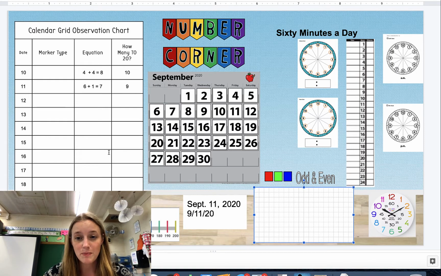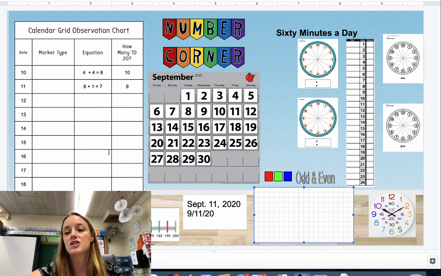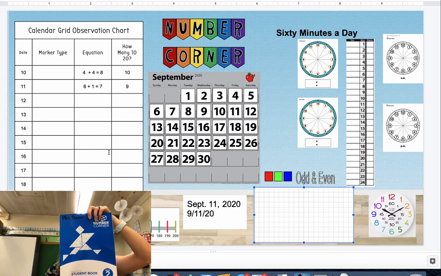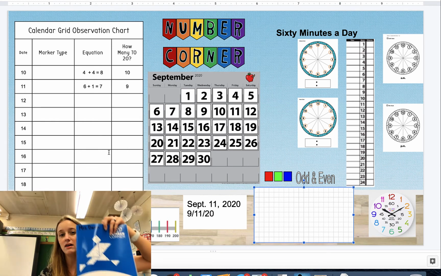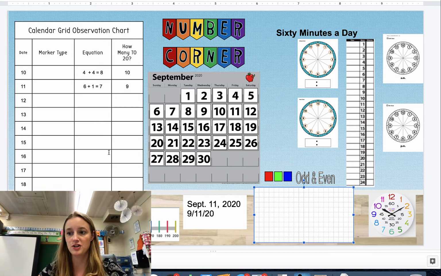So let's go back and let's start something new. Okay, we're going to be working in our Number Corner book. So if you picked up your materials already this morning, then go ahead and grab your Number Corner book. Your Number Corner book should be the blue book that you have, and it should look like this. Okay, it shouldn't have a smiley face or a star on it. I know they all three look very similar. That's why I tried to show you by having a star book and a smiley book.